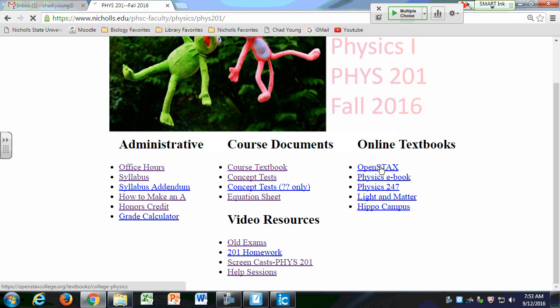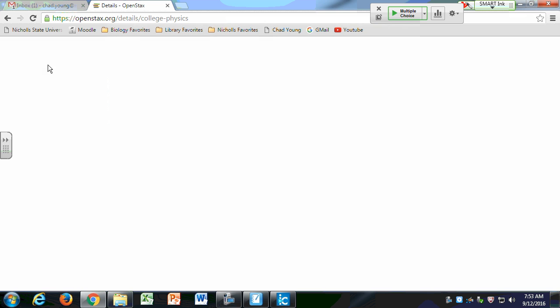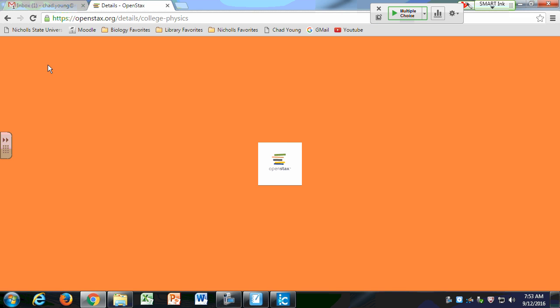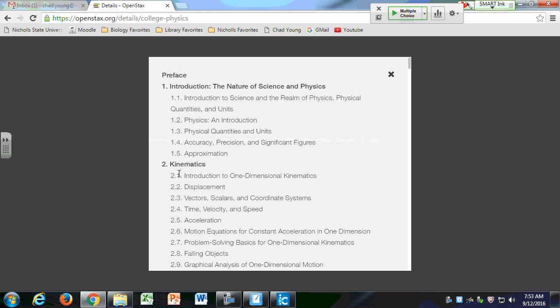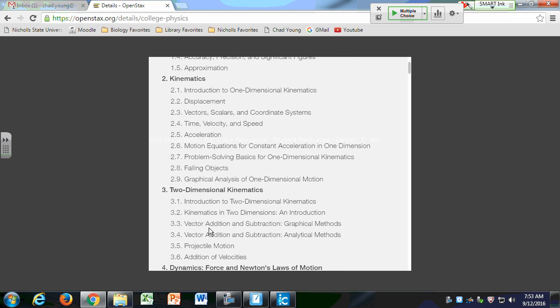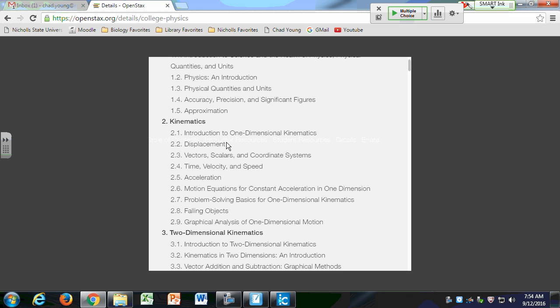If you go to this OpenStax book, it's on the website under online textbooks. Go to chapter 2. You can find all sorts of kinematics problems there. Everything that we've been doing is in chapter 2. So there are examples there if you want to see additional examples, and they're similar to what you'll see in this part of the test.